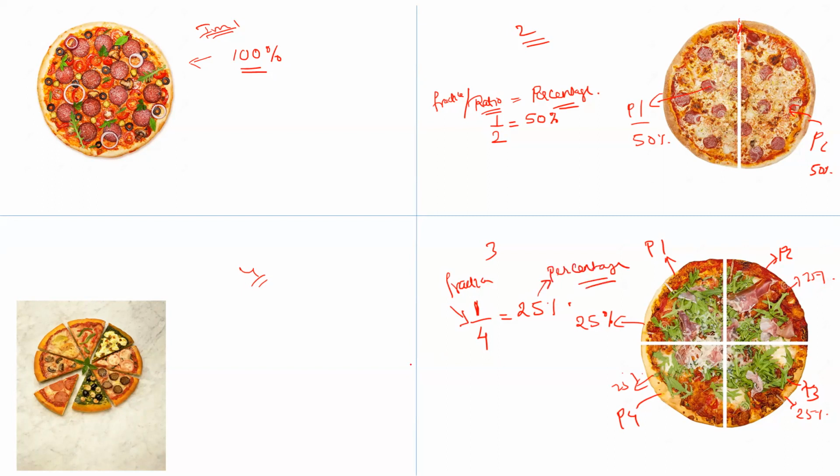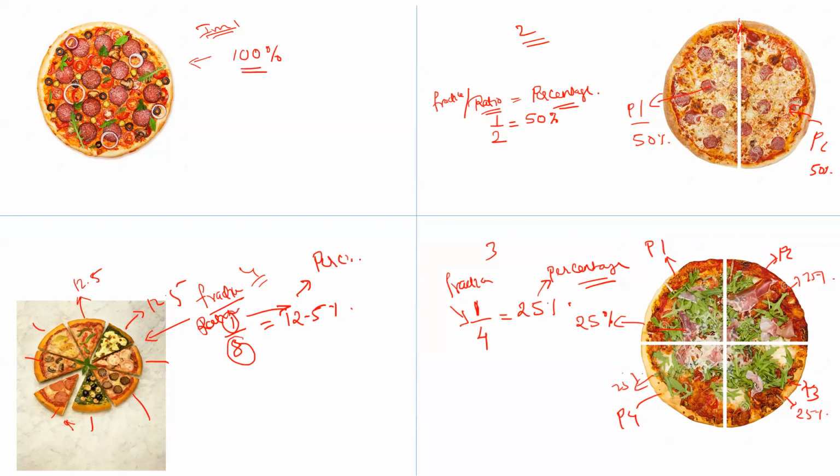Similarly, when we divide this pizza into 8 equal parts, then each part of the pizza will be how much? It's 12.5%, because 4 parts is 25%, so it is divided double, that is 8 parts, and each part will be 12.5%. So whenever we divide this pizza into 8 equal parts, every part of this pizza is 12.5%. So what we can say is that the fraction or ratio value of 1 by 8 is nothing but 12.5 percent. Are you getting my point?